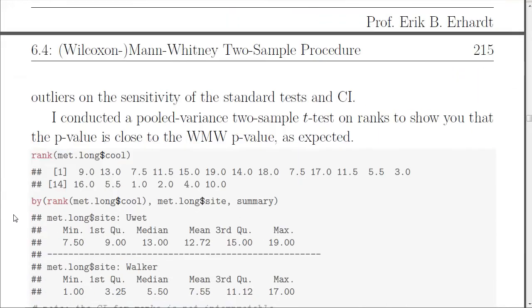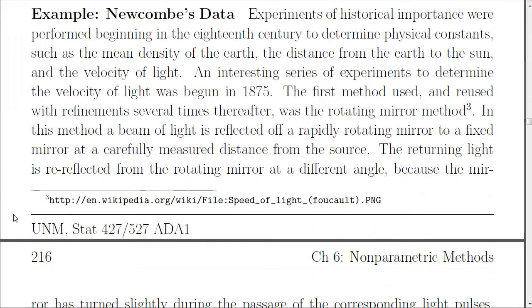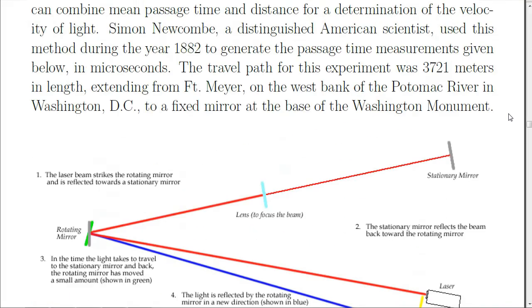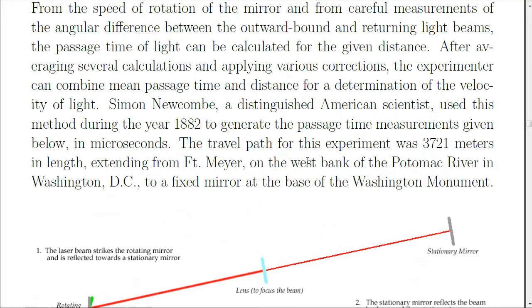All right, let's see a second example of that. In this case, we'll look at a famous example from the late 1800s where Newcomb wanted to understand the speed of light. He had a cool setup: a light going from Fort Myer on the west bank of the Potomac, crossing the river over to the Washington Monument, bouncing back from a mirror, and coming back to the place where the light came from.